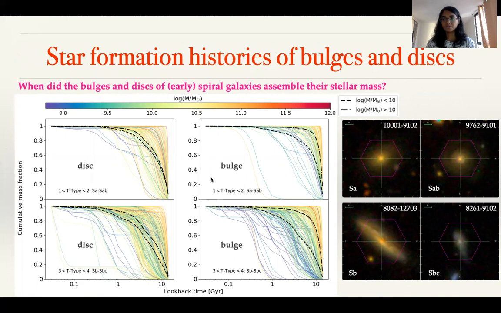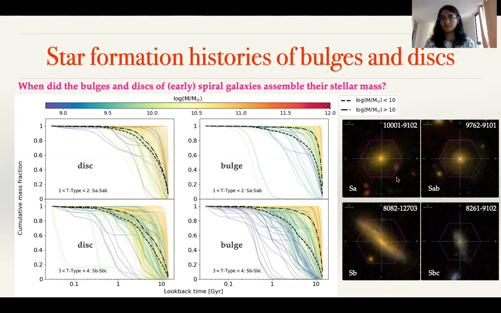Moving on to our results, we performed a full spectrum fitting on our clean bulge and disk spectra, and were able to obtain the mass-weighted stellar populations and reconstruct the star formation histories of the bulges and disks of these galaxies. The question I'd like to answer here is, when did the bulges and disks of the spiral galaxies assemble their stellar masses? And we start with the early spirals on this slide.